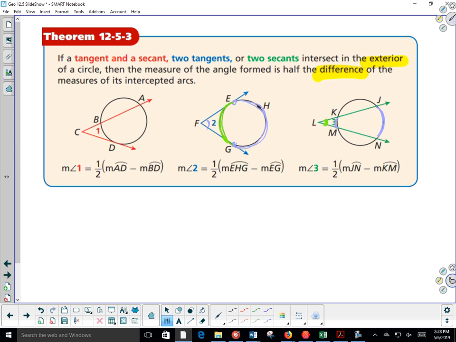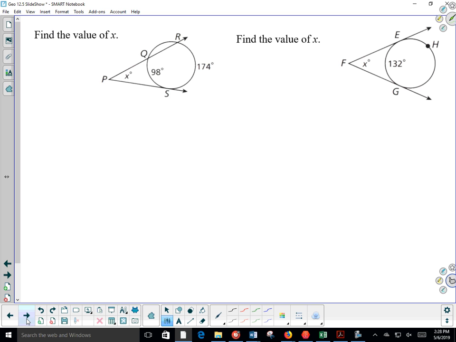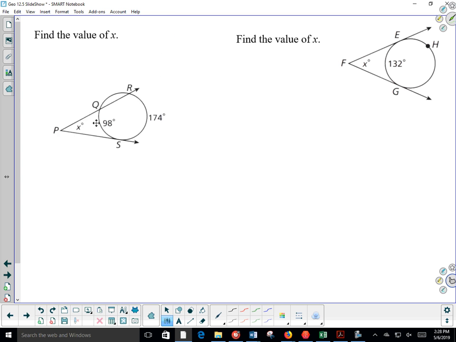Everybody with me? So you're just subtracting the two arcs that it touches. Correct. But we're not doing anything with this arc, for example. It's got to be the arcs that are formed by those two lines, in between the two rays. Good.